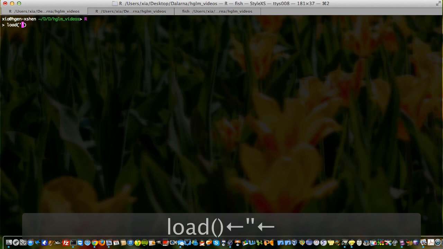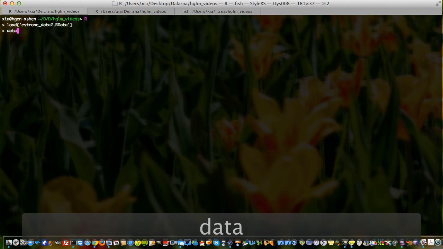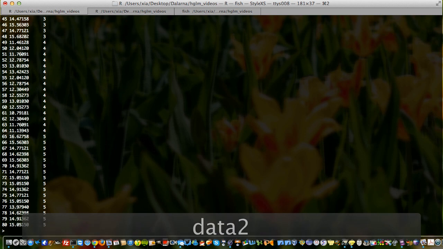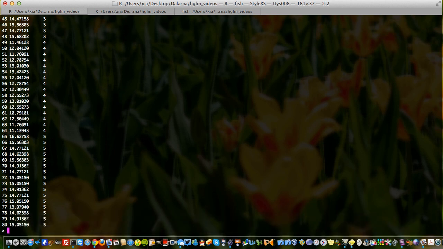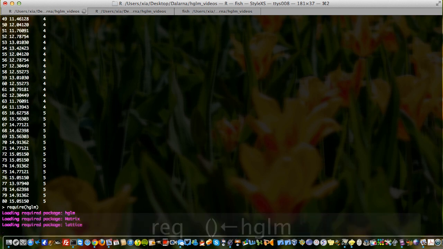So I can load it, it's called astro data2.rdata. So I have the data2 from last time again. In the first column, I have the transformed astro measurement for all the measurements, 80 individual observations in total, and the second column is the person index. Okay, so I'm going to quickly refit the fixed and random effects model. First of all, loading the hglm package.